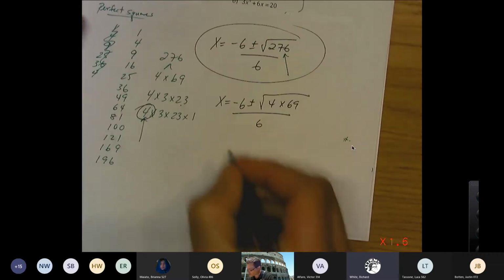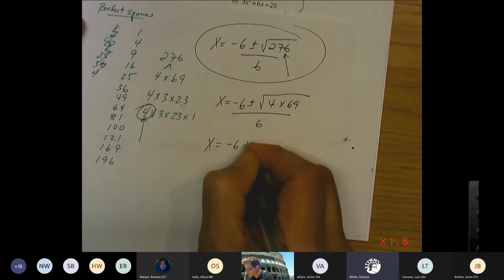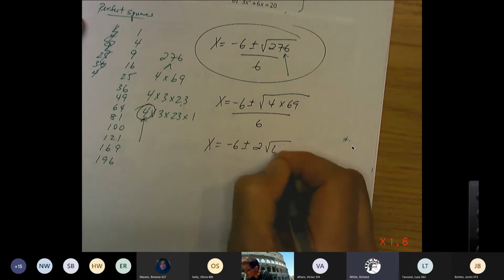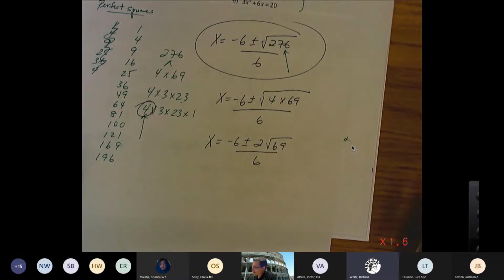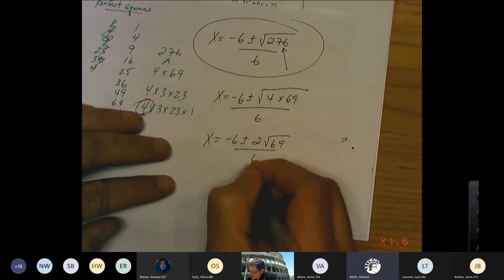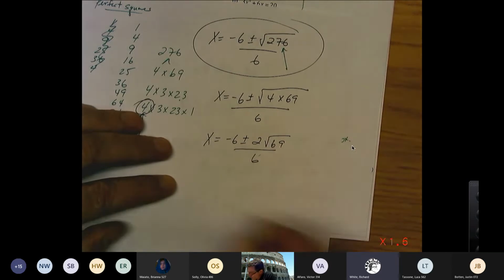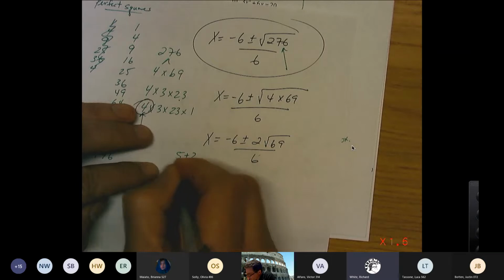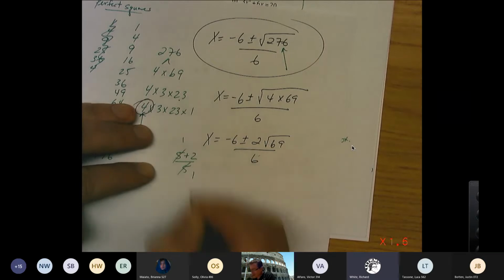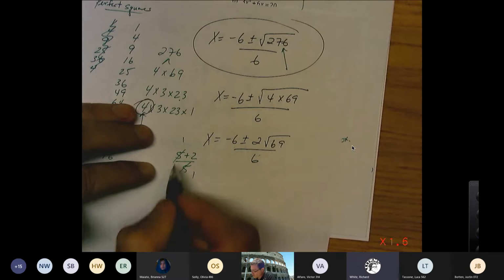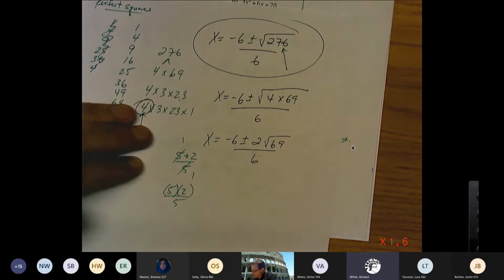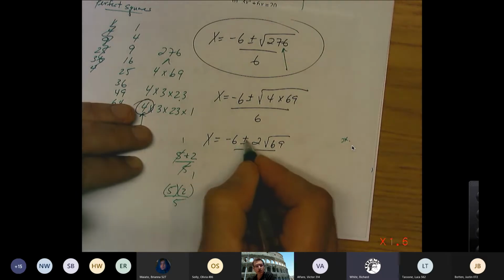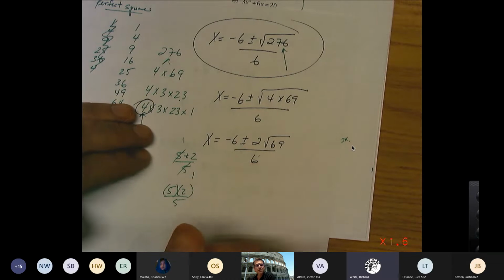The 4 comes out as a 2. x equals -6 plus or minus 2 root 69 over 6. And this is where you have to be very careful. Some of you are going to try to divide those two out, and that's wrong. That's the same as doing 5 plus 2 over 5. You know that's wrong. You can't do that. You can't reduce across addition. It has to be 5 times 2 over 5 to be able to reduce. So you can't reduce across the addition and the subtraction.